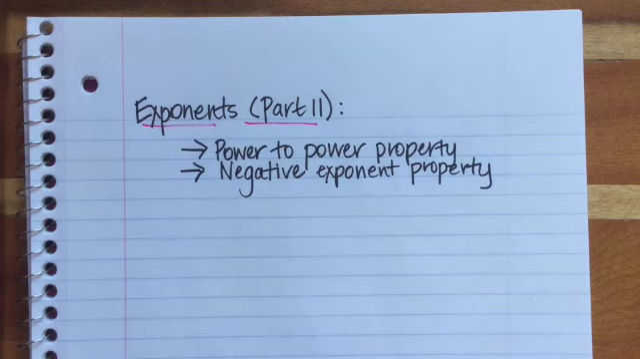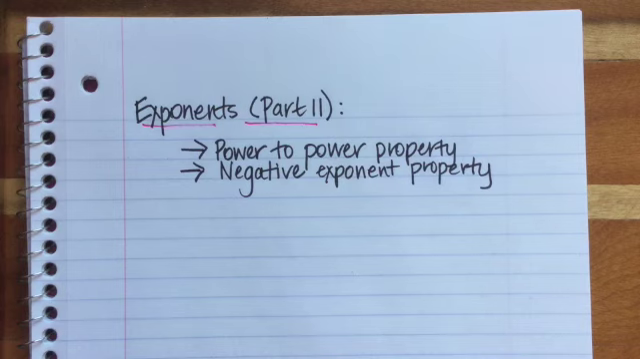So today we are going to add on to what we learned last week. Last week we talked about multiplying like bases. We talked about dividing like bases. And we also talked about that zero property. Today we're going to add on two more properties that have to do with exponents.